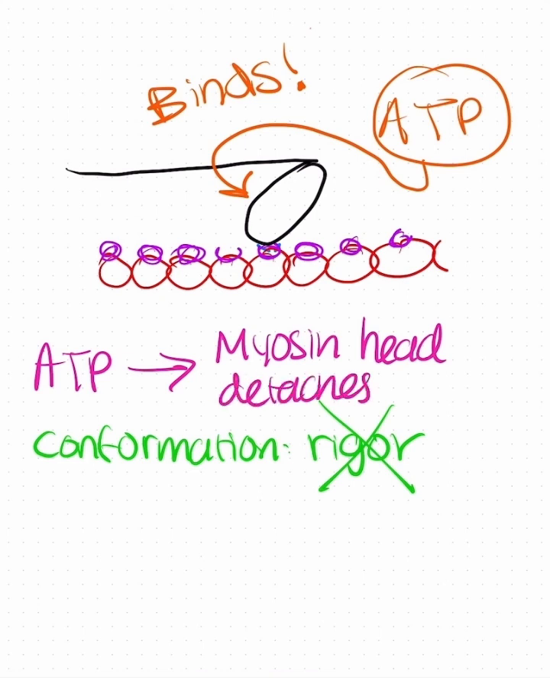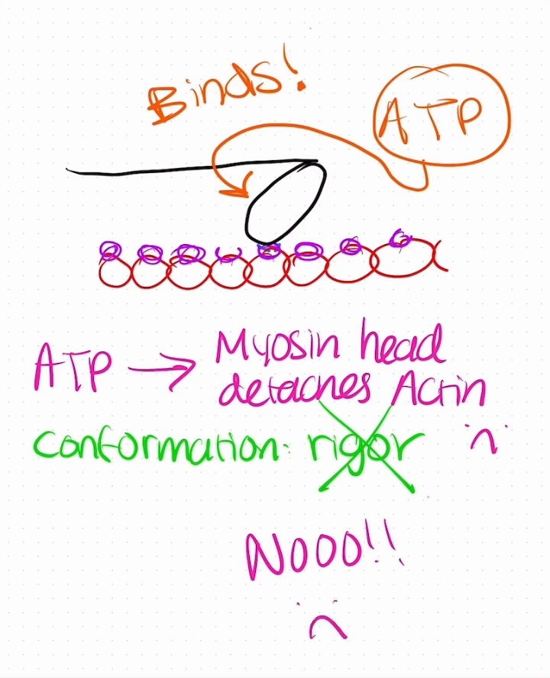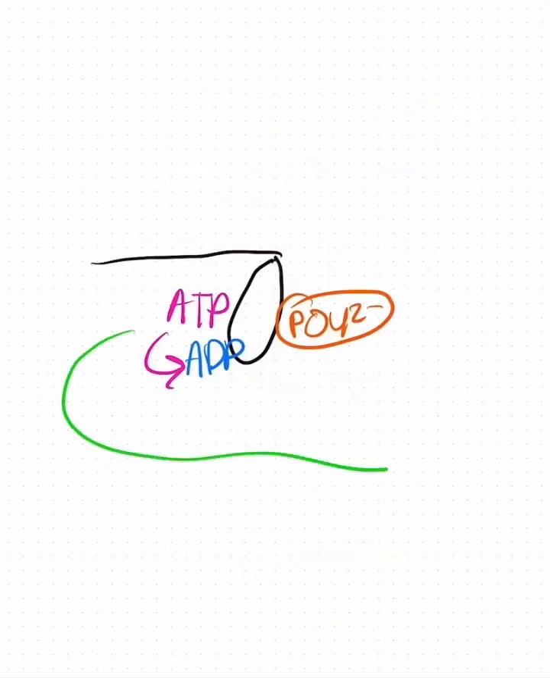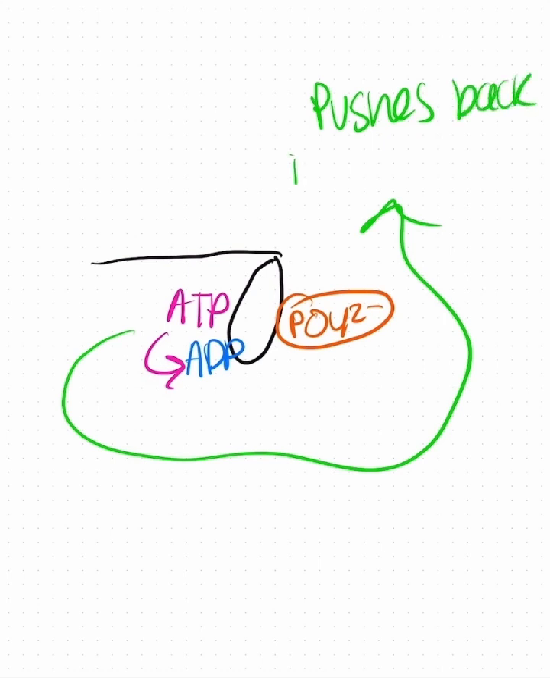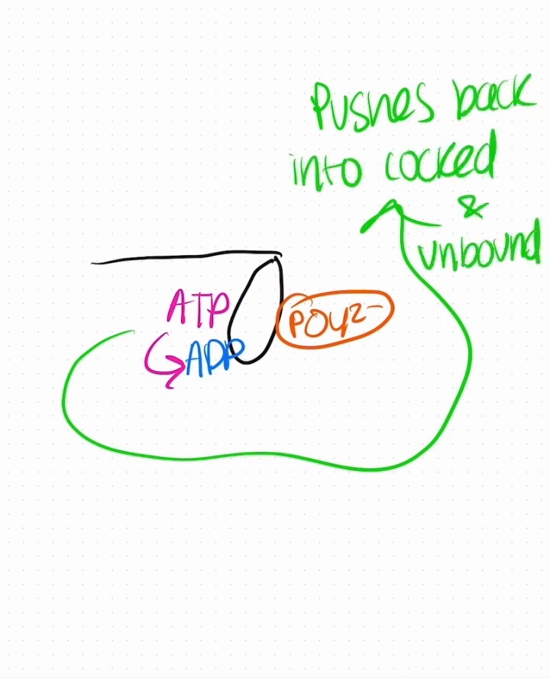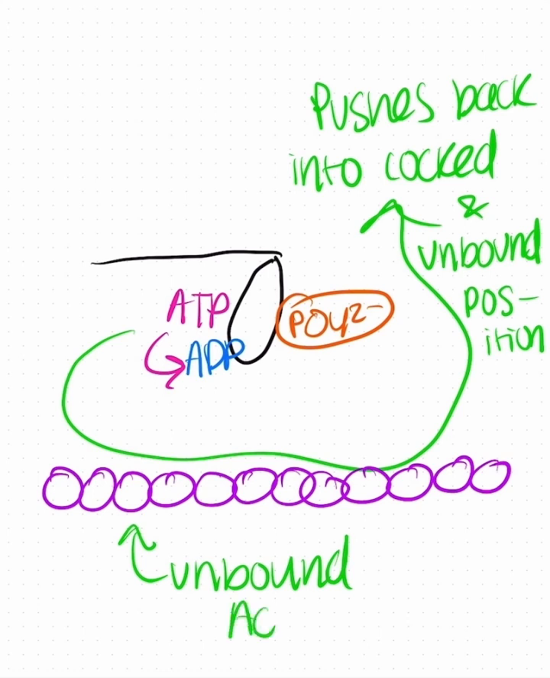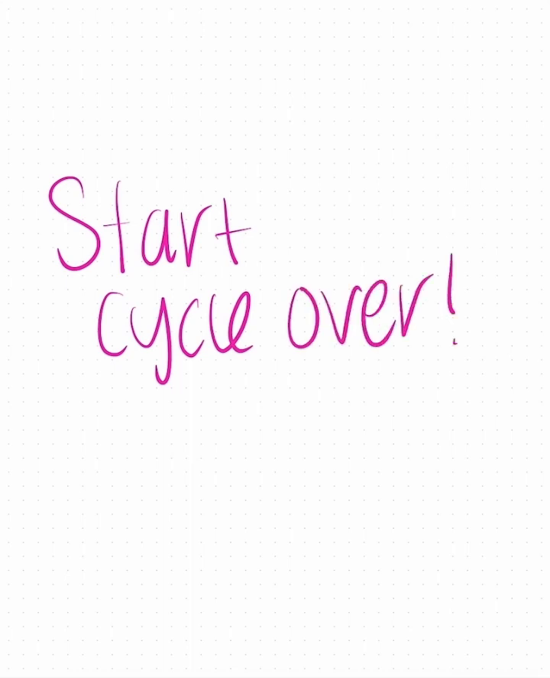Bound ATP now detaches the myosin head from the actin, and the conformation will no longer be rigor. The ATP being bound pushes the phosphate group into a different binding pocket, making it now ADP with a phosphate group also attached. This pushes it back into a cocked and unbound position where the nearby actin is no longer bound to the myosin head. This is a familiar look because now the cycle can start over.